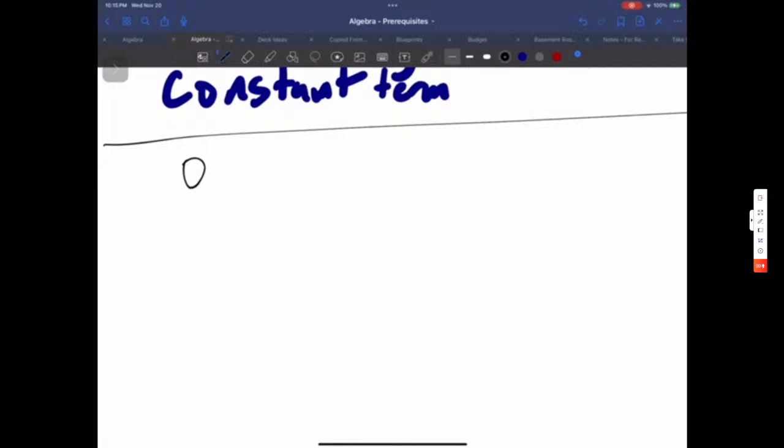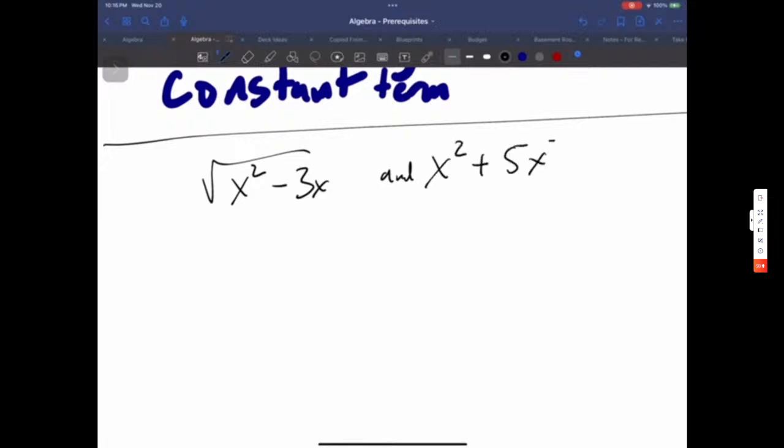Expressions such as the square root of x squared minus 3 and x squared plus 5x to the negative 1 are not polynomials. So just for visual, let's write that. Those are not polynomials.